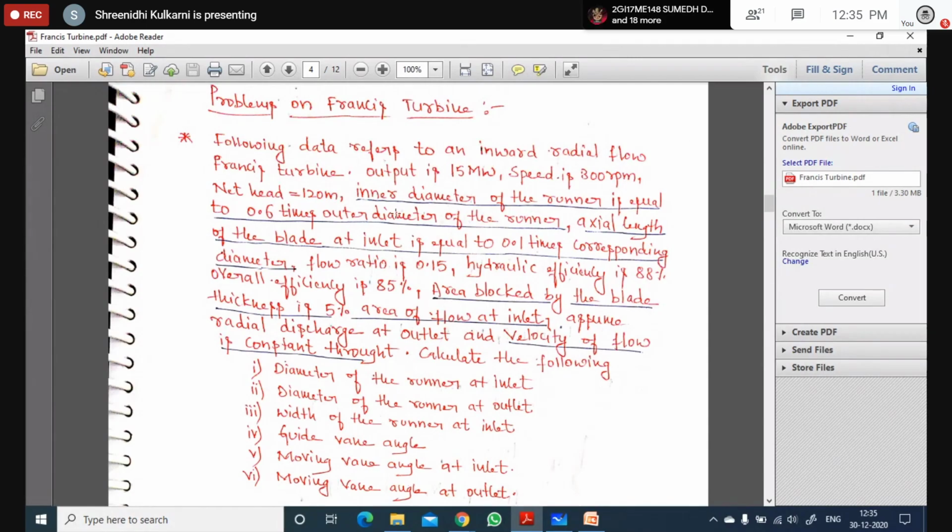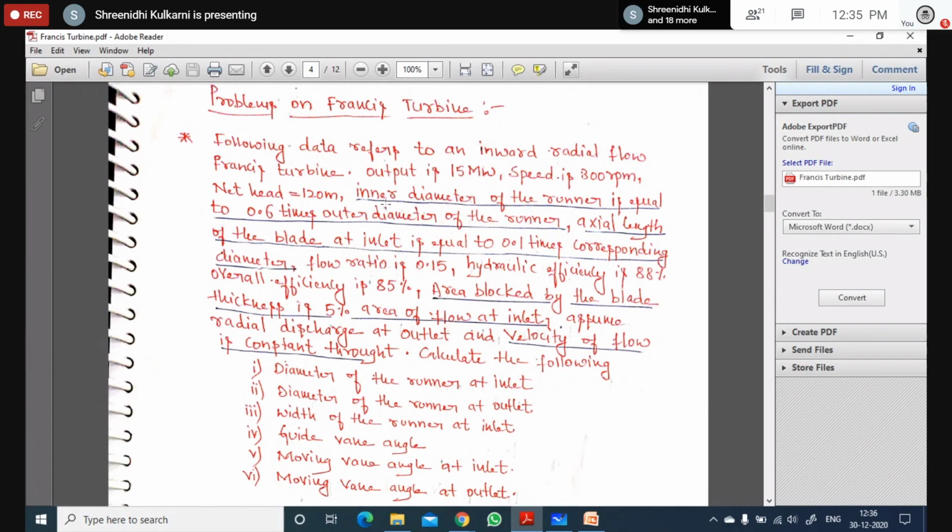Okay, so I'm going to stop here. Inner diameter of the runner is equal to 0.6 times outer diameter of the runner. So this is very important. If they give the diameter values directly, then easily we can note down D1 and D2. But here they have given the statement like this: inner diameter of the runner is equal to 0.6 times outer diameter of the runner.